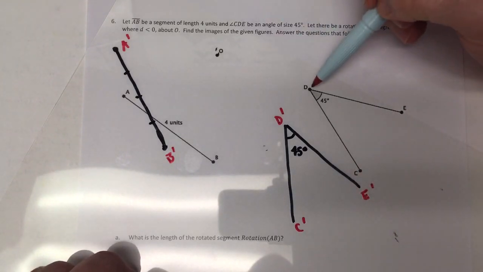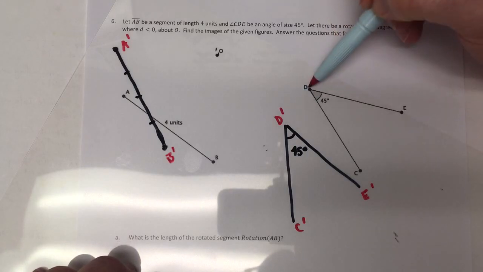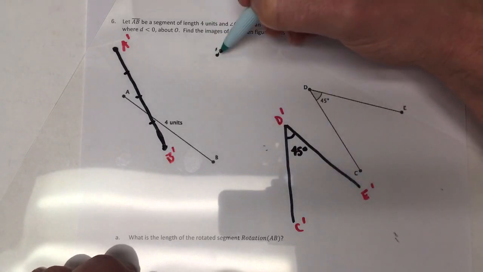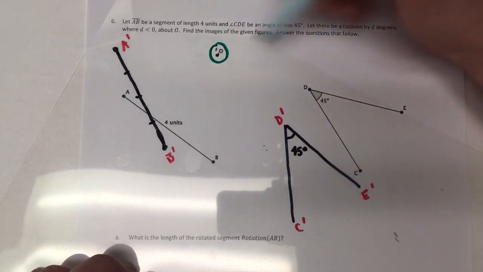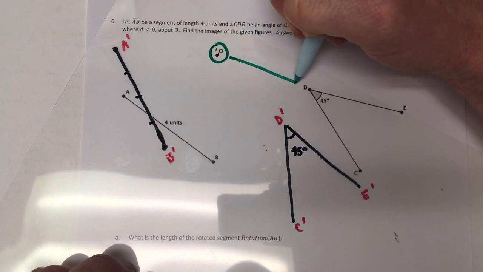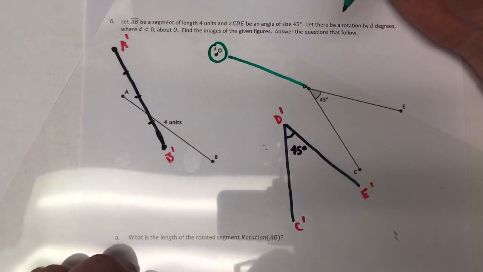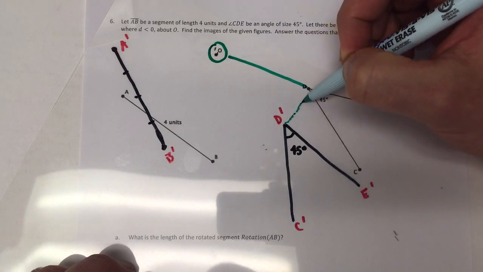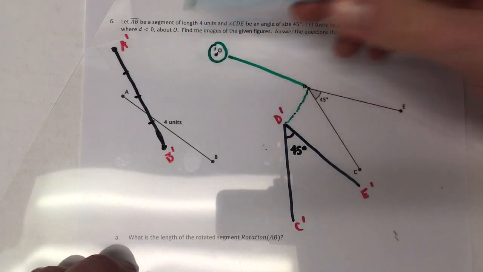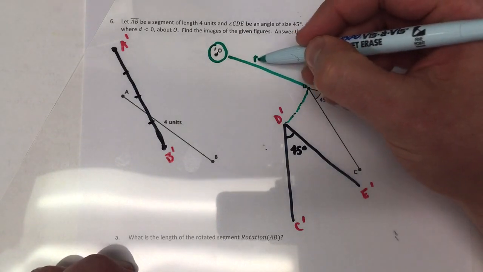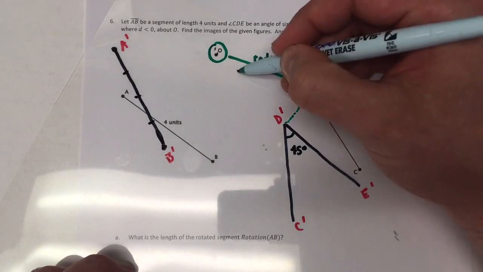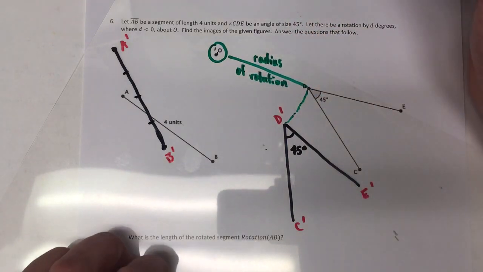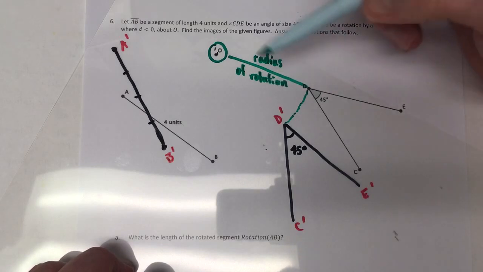Now some of you might be wondering why D prime didn't just stay directly on D. It has to do with the distance between your rotation point and your original point. If I were to have plotted this, it actually acts like a circle. It's just a rotation around a radius. So that might help you make meaning of what's going on.